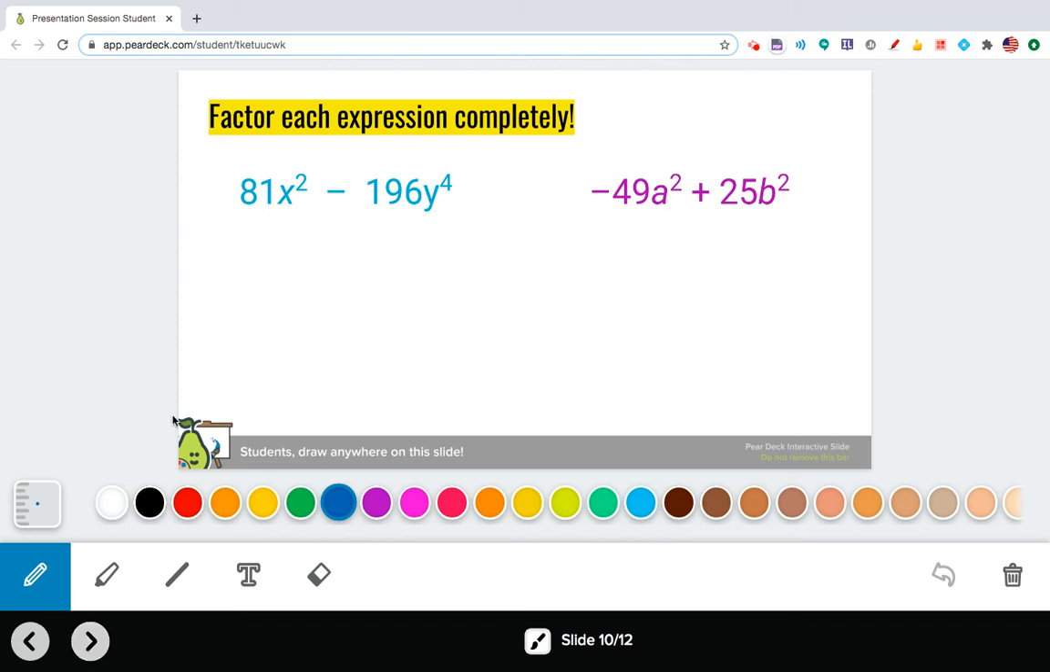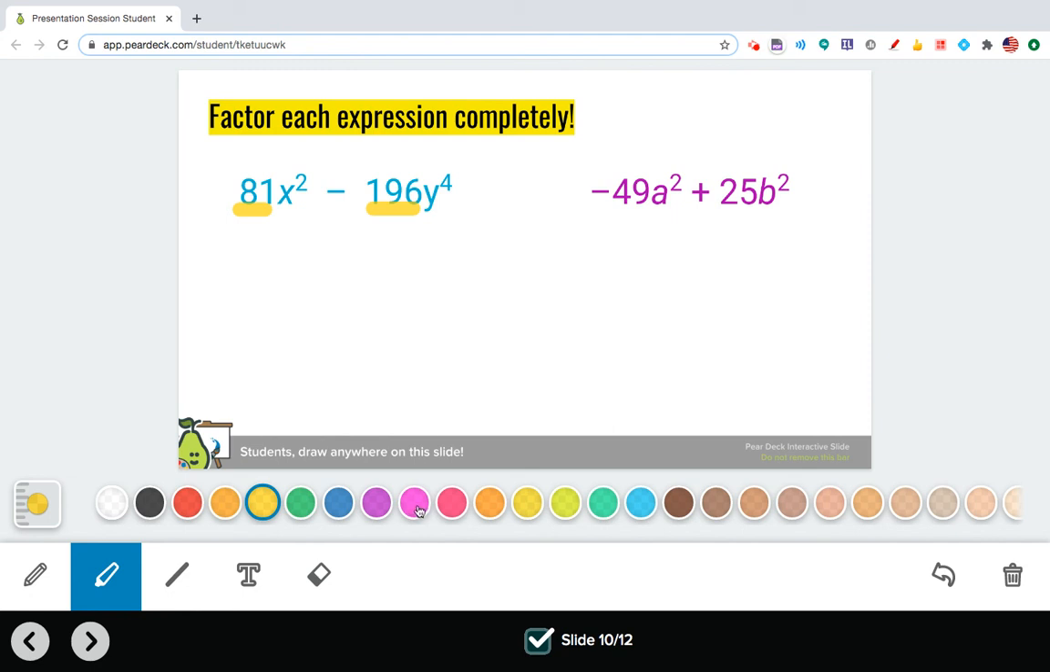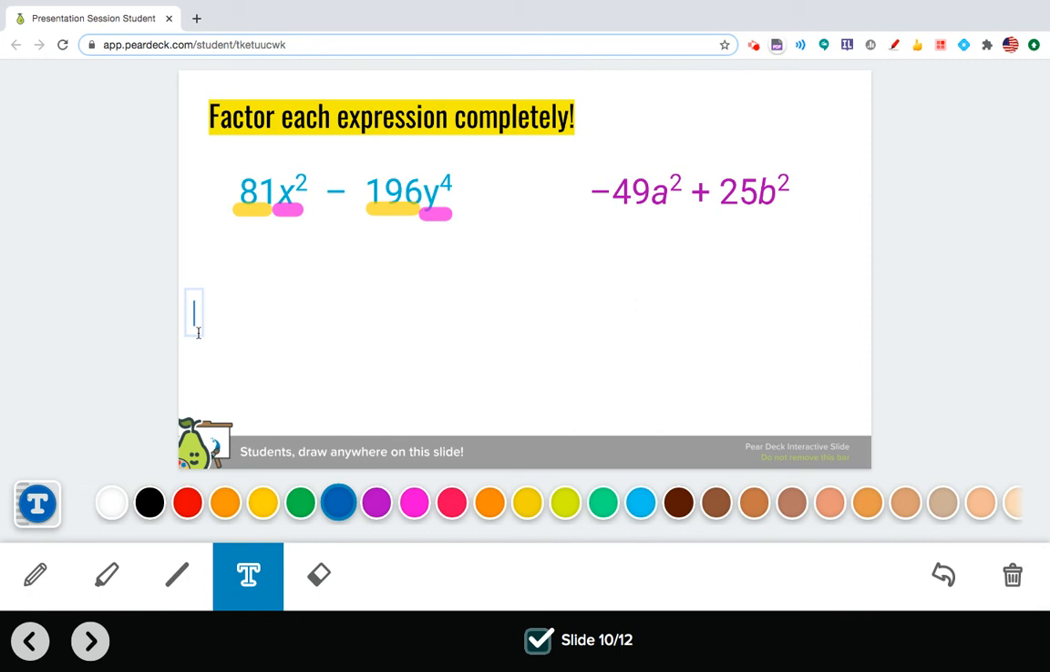Alrighty, now we are going to get some practice with factoring, and I'm noticing I have a perfect square. I'm going to use my highlighter. I have a perfect square number, and I have a perfect square number. And I'm going to use the other highlighter for the variables. I have a perfect square variable and another perfect square. Anytime I have an even exponent, it's a perfect square. So I definitely can write this as parenthesis, the square root of 81x squared is 9x. The square root of 196 is 14, y squared.